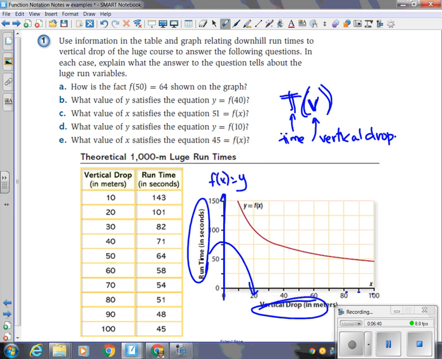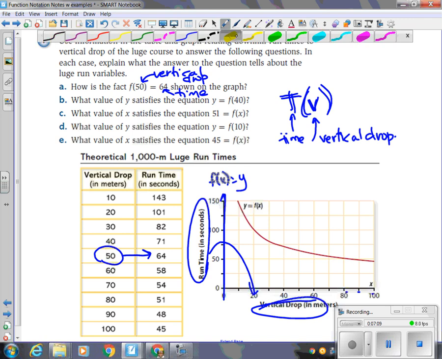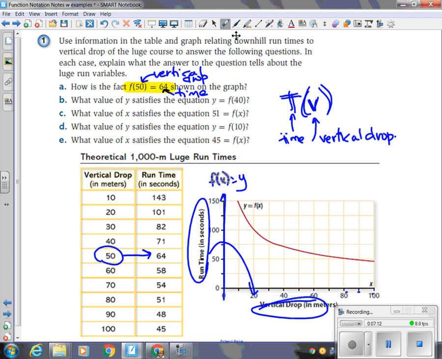What's inside the parentheses is the vertical drop. Do I have a vertical drop of 50? Yes. Does it give me an answer of 64? Yes. So what's in the parentheses is vertical drop, and what's outside the parentheses is the time. Somewhere on the side of your paper, put part A. Pick your pencil up and write this down: F(50) = 64. Write that in the margin, draw an arrow, and say 50 is the vertical drop, 64 is the time.